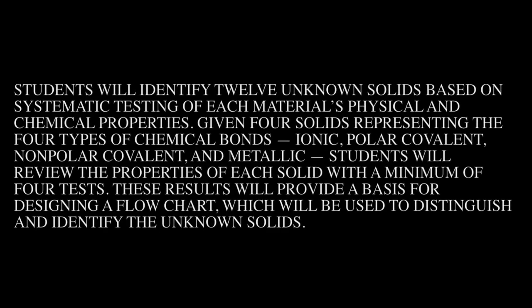Students will identify 12 unknown solids based on systematic testing of each material's physical and chemical properties. Given 4 solids representing the 4 types of chemical bonds: ionic, polar covalent, nonpolar covalent, and metallic, students will review the properties of each solid with a minimum of 4 tests. These results will provide a basis for designing a flowchart, which will be used to distinguish and identify the unknown solids.